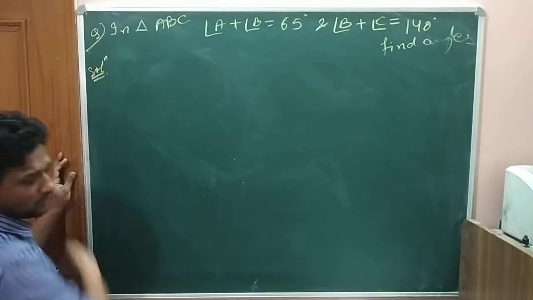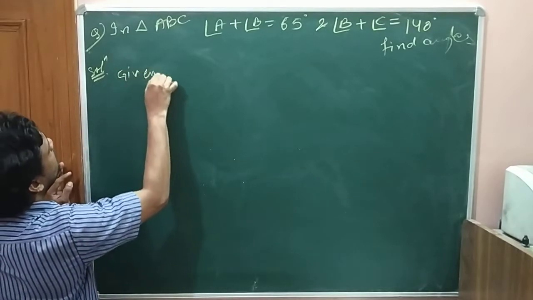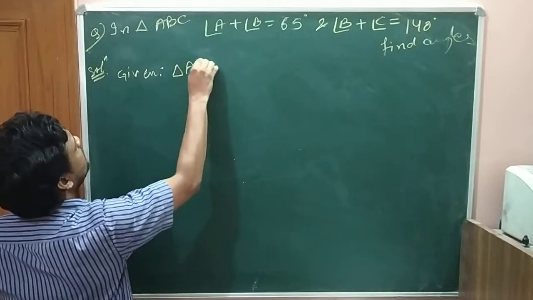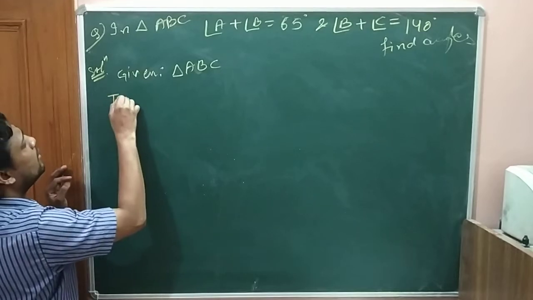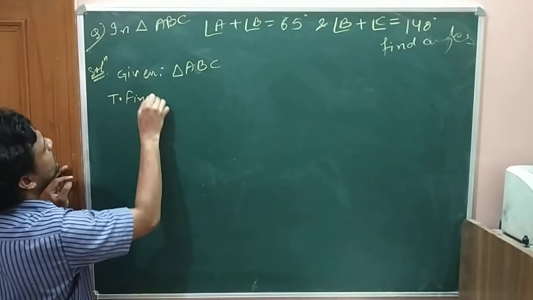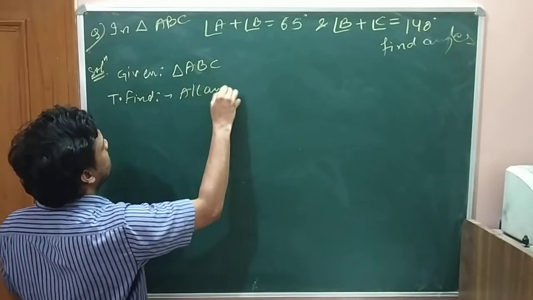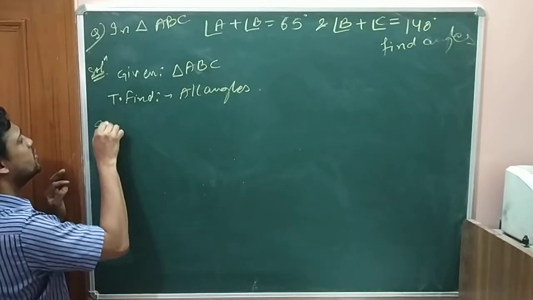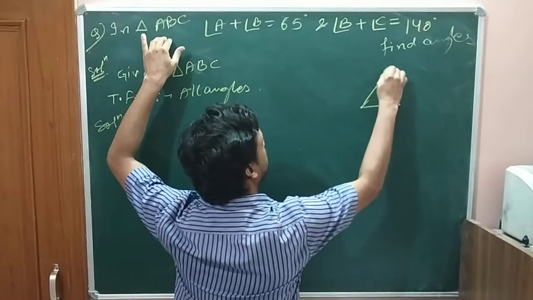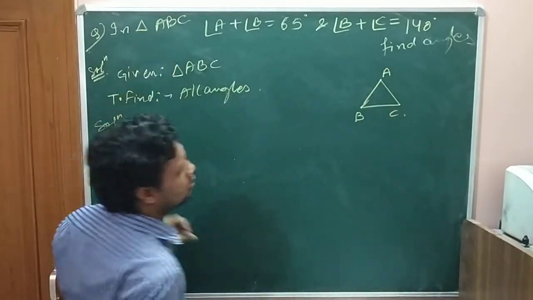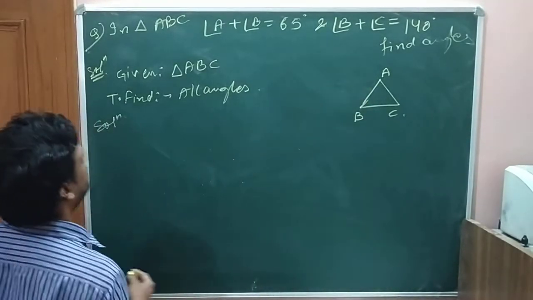Solution. First of all, what is given? Triangle ABC. To find all angles. Now, what do we have given? We have given ABC is a triangle. Actually, there is no need to make the triangle, but I have made it so that I can easily explain the concept.